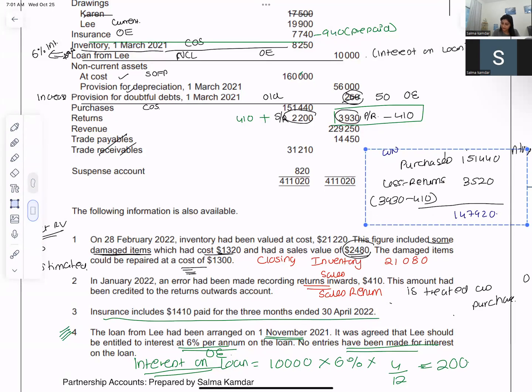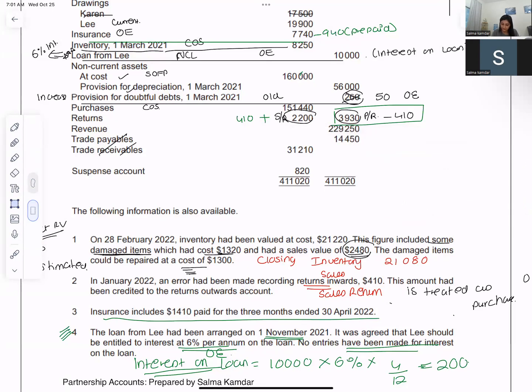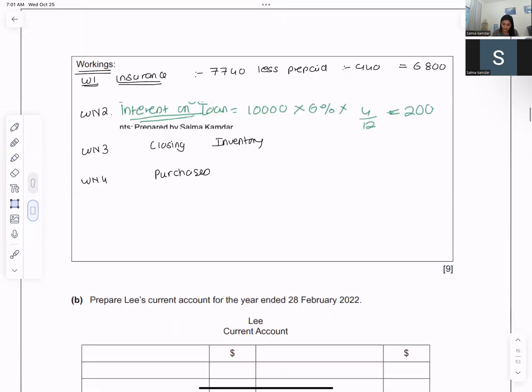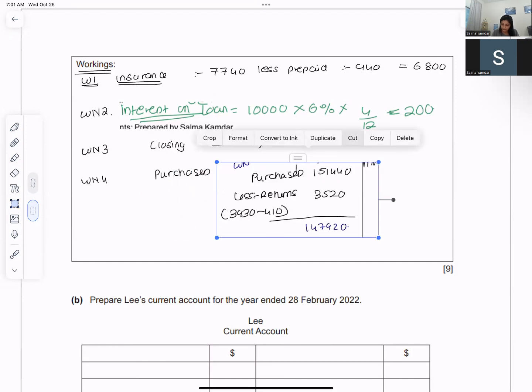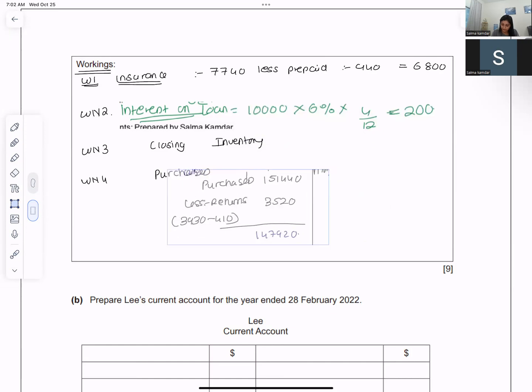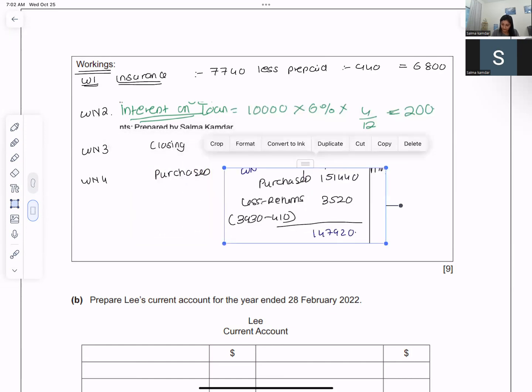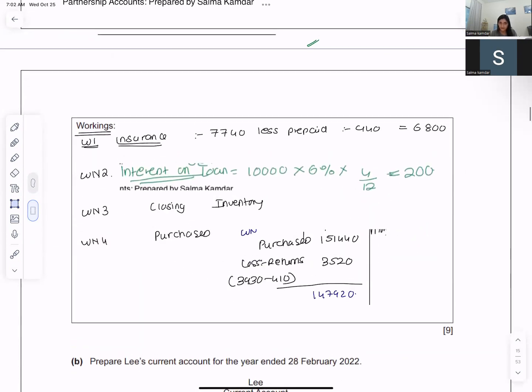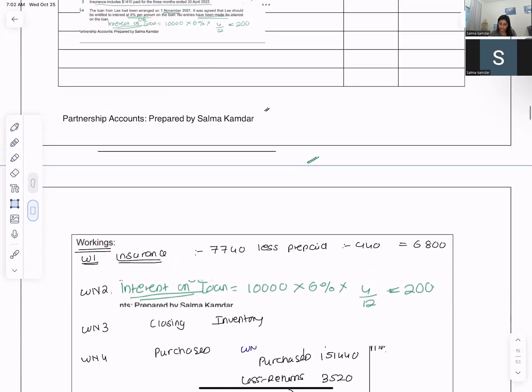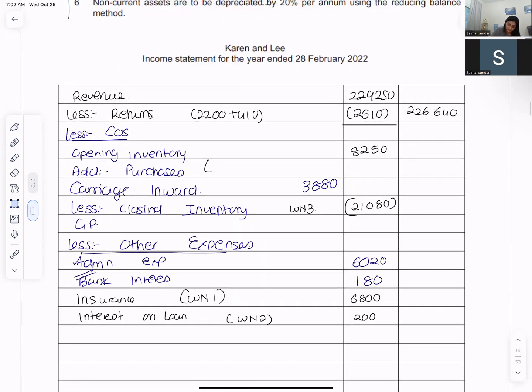And this I can transfer to my working note, and this would be my working note number 4 for purchases. My net purchases would be 147,920. So I will write on my purchases working note number 4, 147,920, and I will write net purchases.